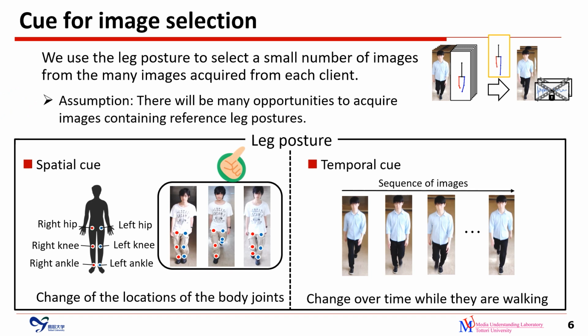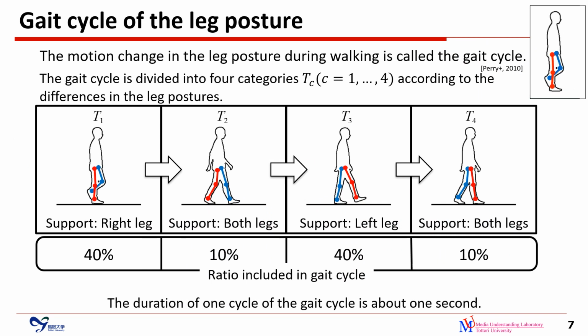The leg posture of a walking person is represented using spatial and temporal cues. A spatial cue refers to the change of the locations of the body joints. We use the cue of the spatial locations of the body joints shown here. The temporal cue refers to the cyclic movements of the legs of the body joints that change over time. We explain the motion cycle of the leg posture in detail to consider the reference leg postures for image selection.